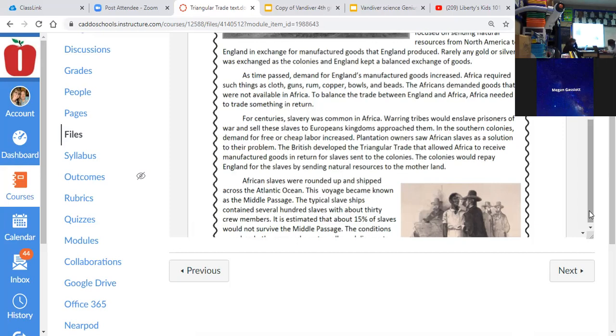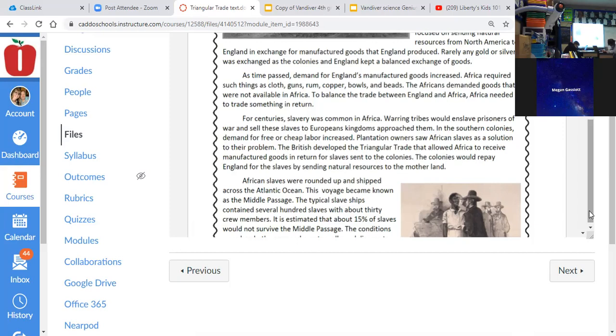In the southern colonies, demand for free or cheap labor increased. Why would they need free or cheap labor? Because they wouldn't have to pay. What would they use people for, free or cheap labor? To work on the plantation. Plantation owners saw African slaves as a solution to their problem.